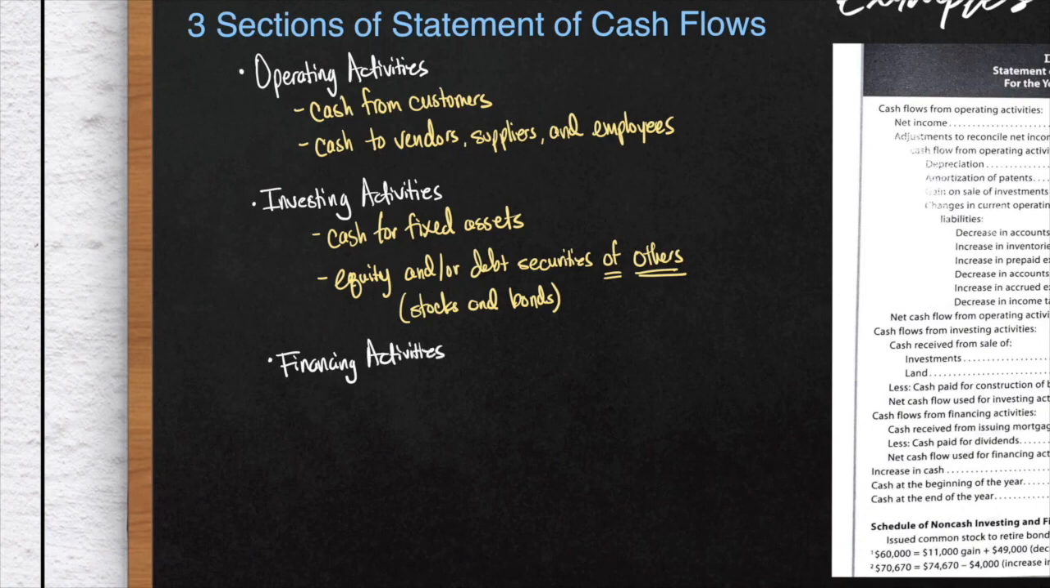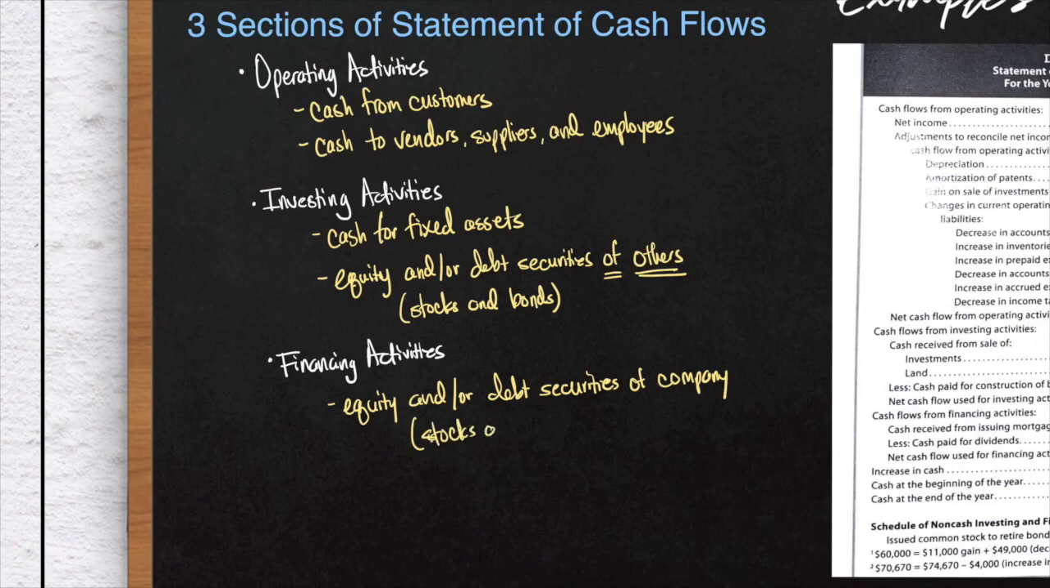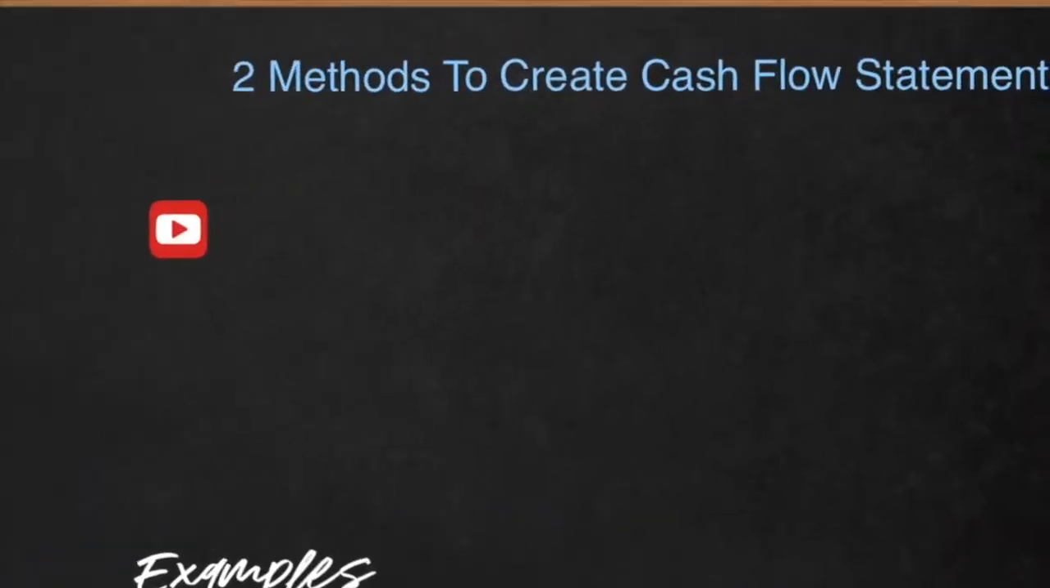The last section of the statement of cash flows is called financing activities. Now, this is the equity and or debt securities of you, the company, not of other companies, but of you, the company. This is your own stocks. This is your own bonds. And that's called financing activities. Another way to remember it is if you want to finance something, you're either going to be given money or you're going to borrow money. And how do you do that? Well, you issue stocks or sell stocks, or you issue bonds to try to finance something.